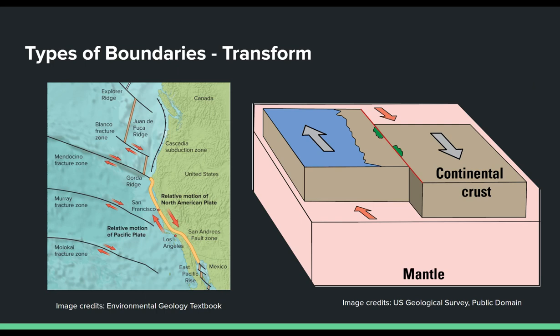At transform plate boundaries, the plates move parallel to each other in opposite directions. As the plates scrape past each other, shallow earthquakes occur along the fault. These boundaries are on land, like at the San Andreas Fault in California, as well as in the ocean. Mid-ocean ridges consist of many segments of seafloor spreading offset by transform boundaries, rather than one continuous diverging rift.